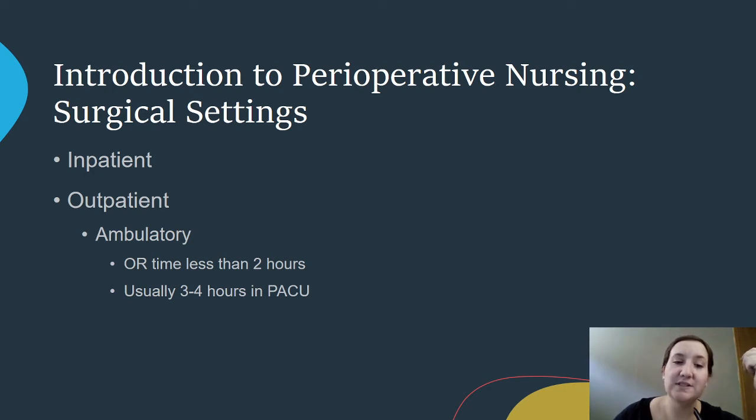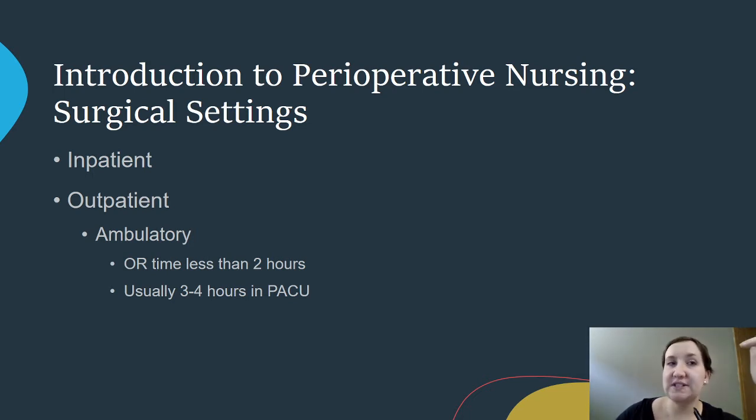The OR time, as you can see there, the criteria for these surgeries is going to be anything less than 2 hours. Now, with that being said, we usually compensate by having them a little bit longer in PACU, because patient education, making sure that they're going to have a healthy transition to home, discharge planning, preparation for self-care, case management, referrals to home health services, rehab services, all of that has to be integrated prior to these same-day surgeries.